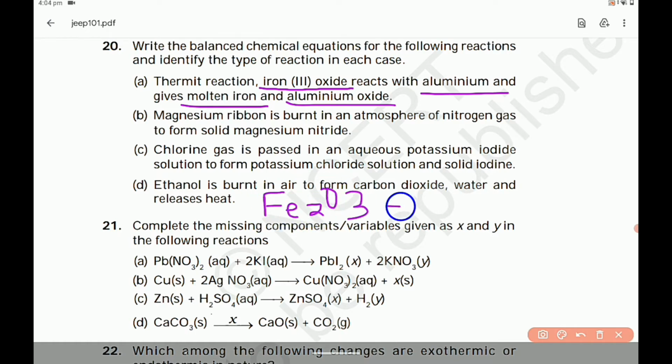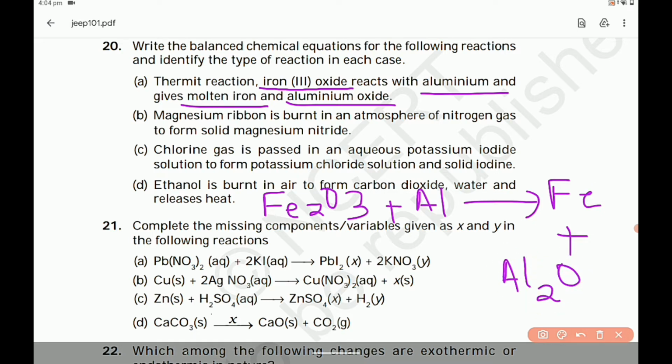Fe2O3 plus aluminium gives rise to Fe plus Al2O3. Gotta balance it. And what type of reaction is this? You can tell it's a displacement reaction and also it's a redox reaction as well. Okay, so iron, drop a 2 here. Oxygen 3, aluminium 2 here, so there's a 2. So 1, 2, 2, 1.